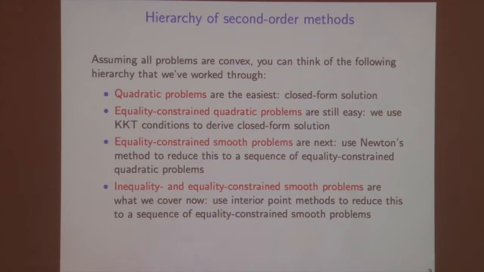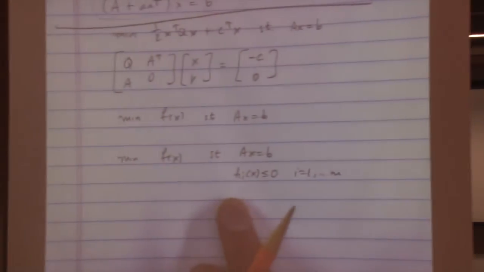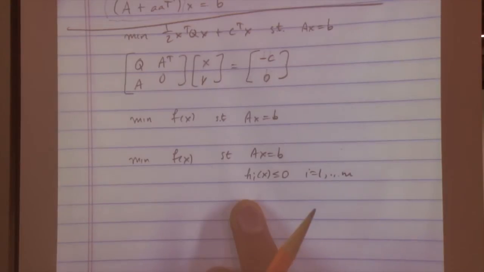It looks like: minimize f of x subject to Ax = b. And maybe we have constraints that look like, say, h_i of x less than or equal to 0, i equals 1 to m. We solve this problem by turning it into a sequence of equality constrained smooth problems. So we're going to get rid of the inequality constraints by using what we call the log barrier function. Okay, so we're kind of building up on this hierarchy. These are the easiest problems to solve, quadratic problems. These are kind of the most difficult problems to solve, but they're all very related. It's what we're trying to understand based on this hierarchy.